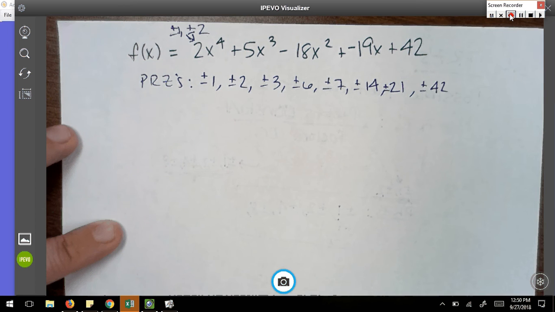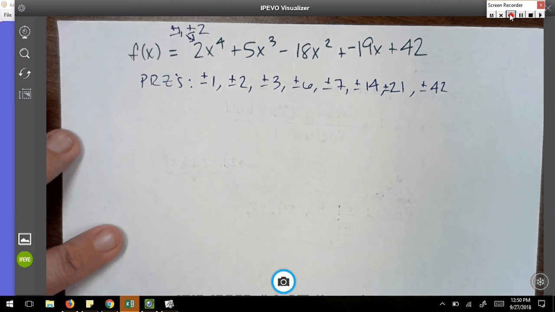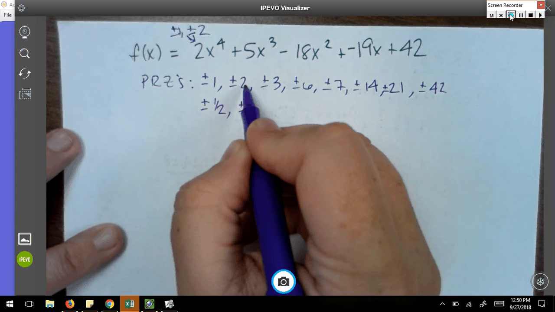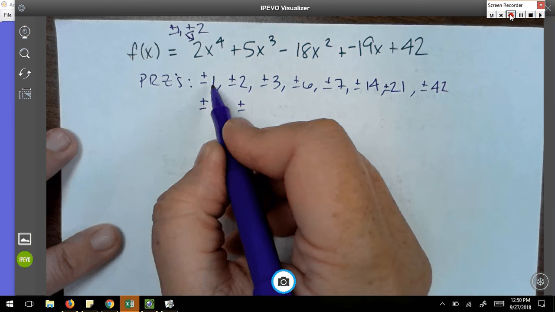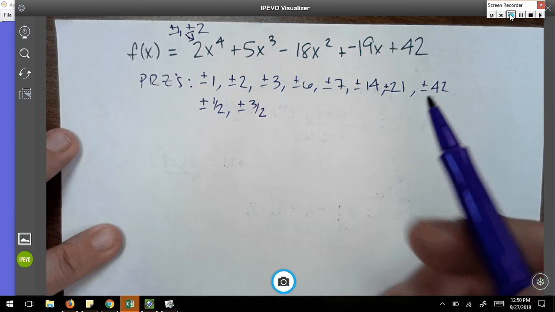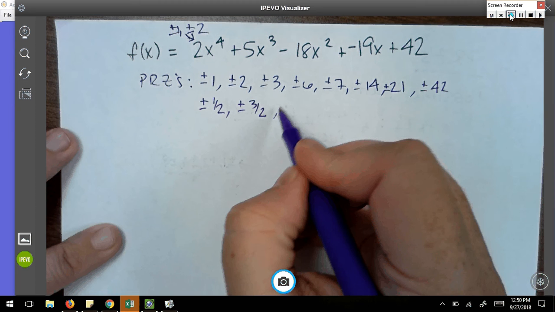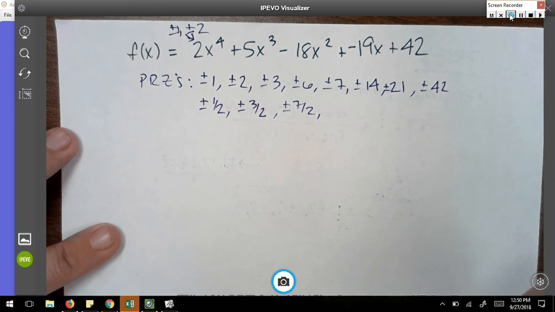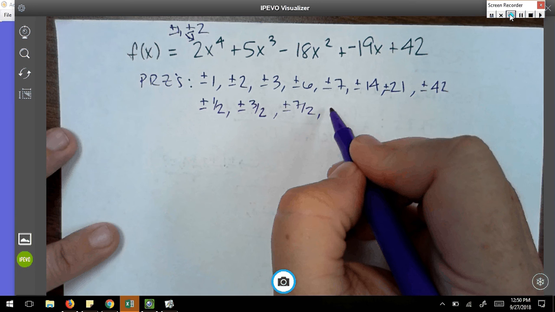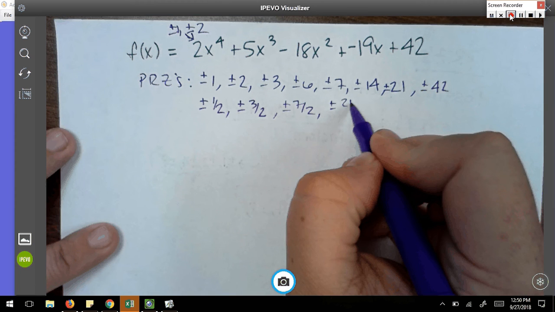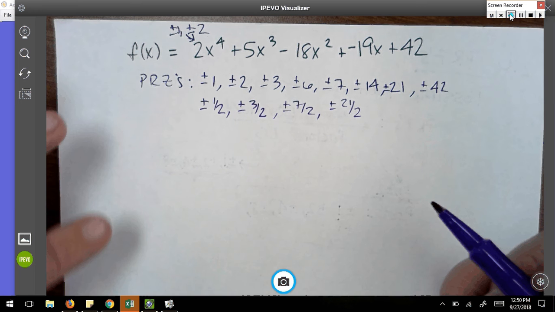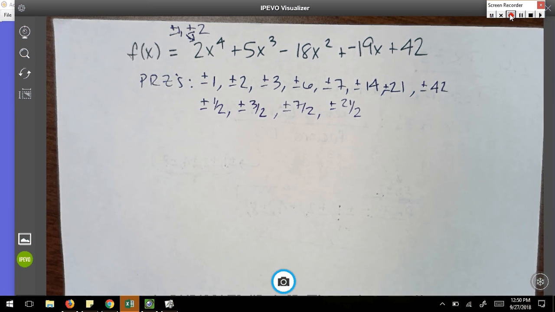Now divide them all by 2. 1/2. 2 over 2 is 1, 3 over 2, 6 over 2 is 3, 7 over 2, 14 over 2 is 7, 21 over 2, and then 42 over 2 is 21. So I'm good. So it's time to start plugging and chugging.